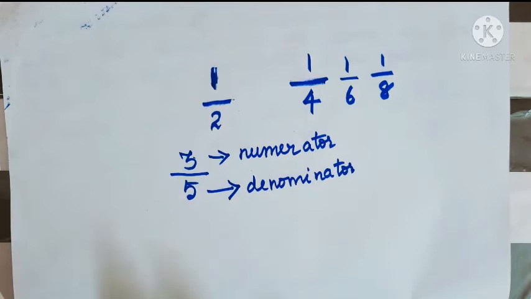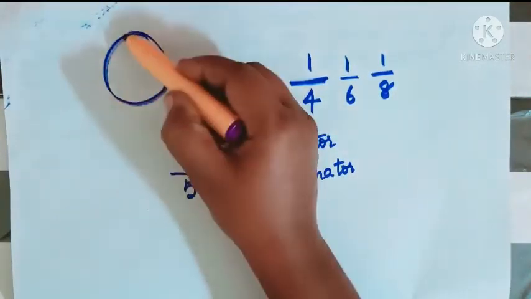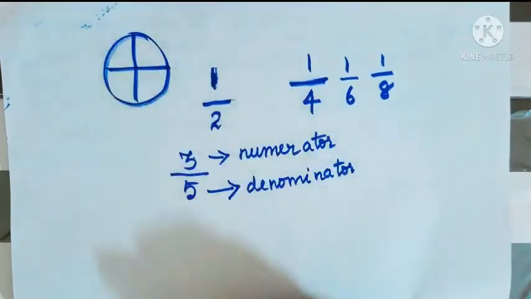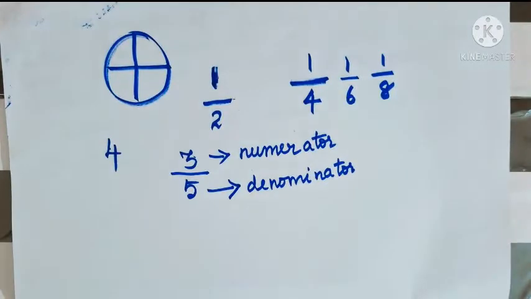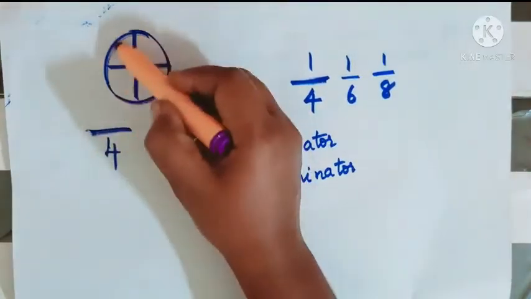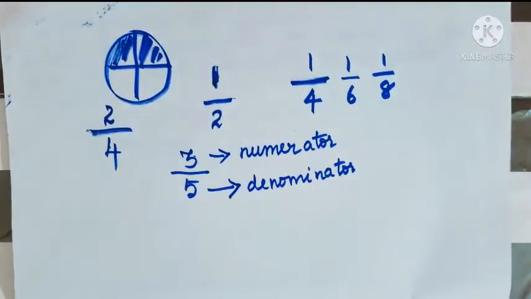Denominator is the number below the fraction bar that tells how many equal parts the whole has been divided into. So, if I draw a cake and cut it into 4 pieces, it means my denominator will be 4. And I ate 2 pieces, means it is 2. So 2 by 4.